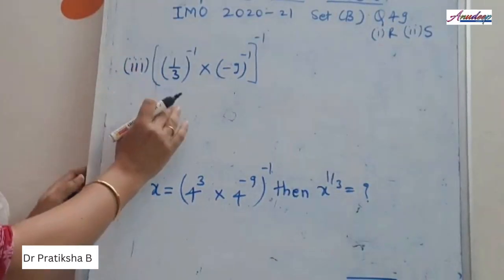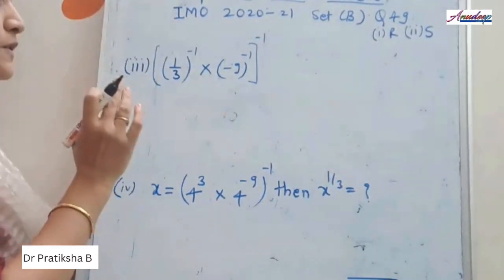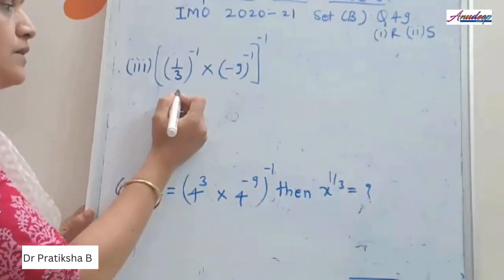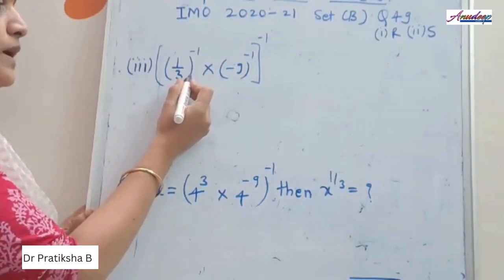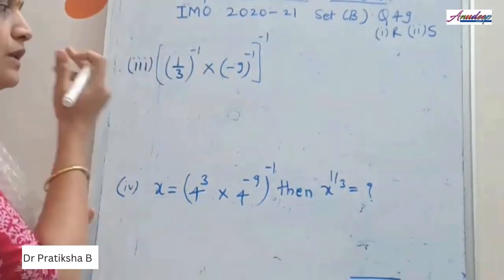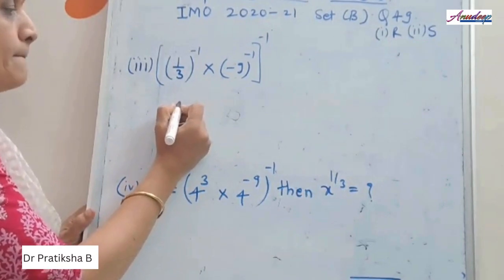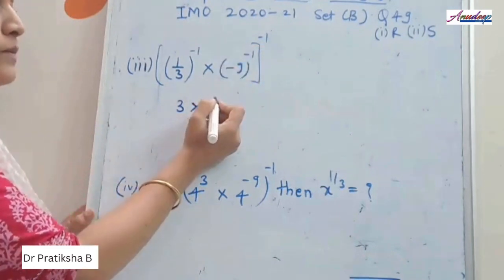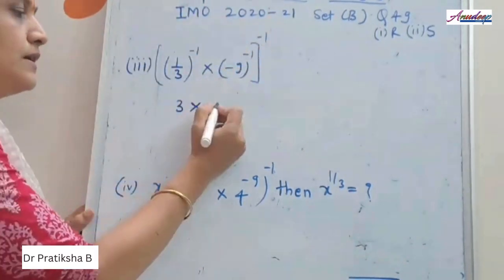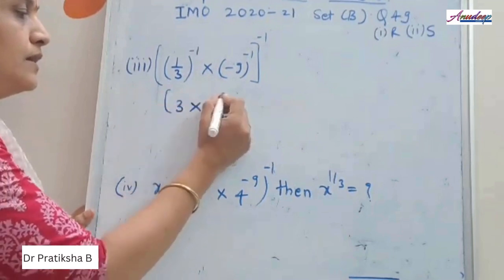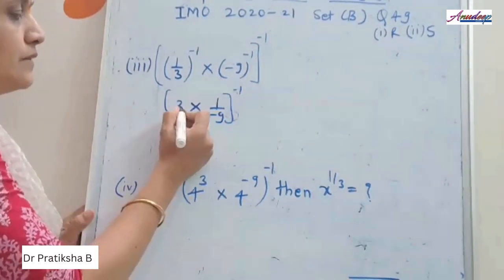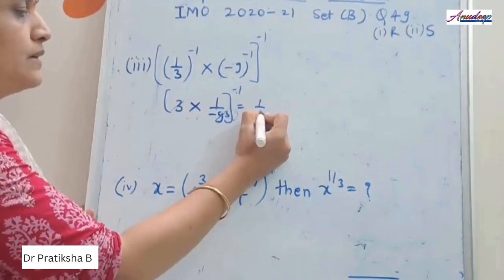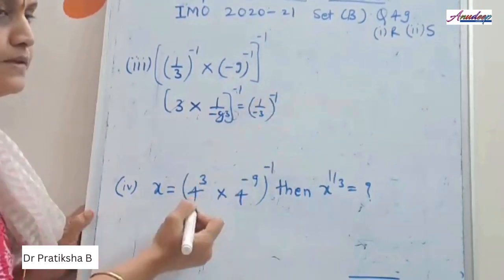Now for the third sub question, we need to evaluate this expression. So what we have here is 1 by 3 raised to minus 1. That is 1 raised to minus 1, 3 raised to minus 1. So reciprocal of this will give you 3 multiplied by, here it is minus 9 raised to minus 1. So reciprocal of minus 9 is 1 by minus 9 to the power minus 1. So 3 3s are 9. So it is nothing but 1 upon minus 3 raised to minus 1.